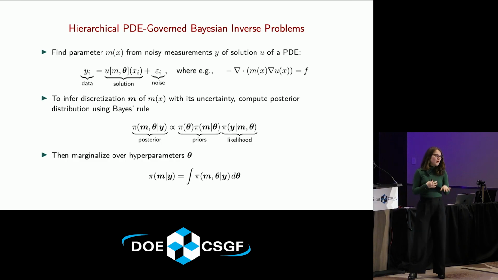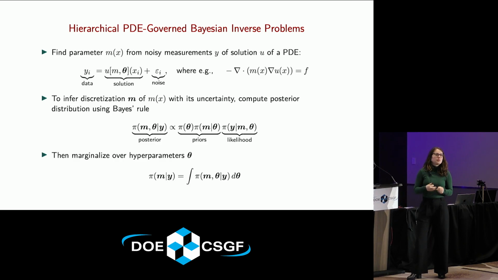First of all, if any of you aren't familiar with inverse problems, these are a kind of problem where we're trying to find some parameter of a system. I'm going to denote it as m of x because I'm typically interested in function-valued parameters. And I'm trying to find that parameter from noisy measurements, which I'll call y, of the solution of a PDE. So my data is going to take the form of y_i, which is the solution, which can depend on my parameter m and also some other parameters theta, evaluated at various points x_i with some noise added, where again, u is the solution of some PDE, which involves m and maybe theta.